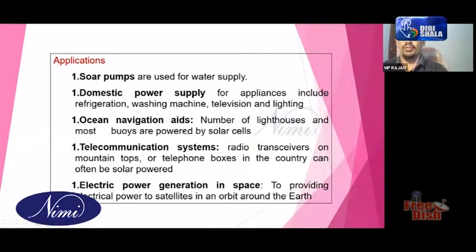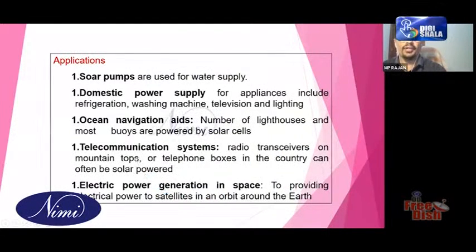Ocean navigation: in the sea you cannot get the electricity board supply. So there you can use the solar panel. You can produce power in the sea for navigation aids where supply is needed. You can use it in telecommunication systems where DC supplies are required, and satellites, where we can use the solar panel.